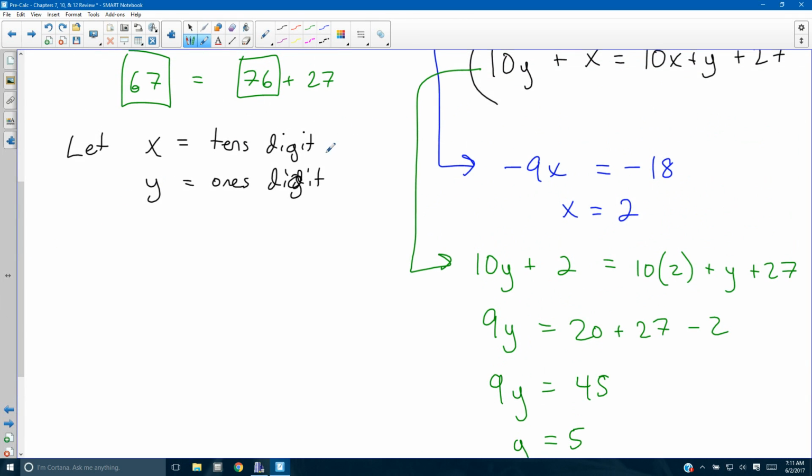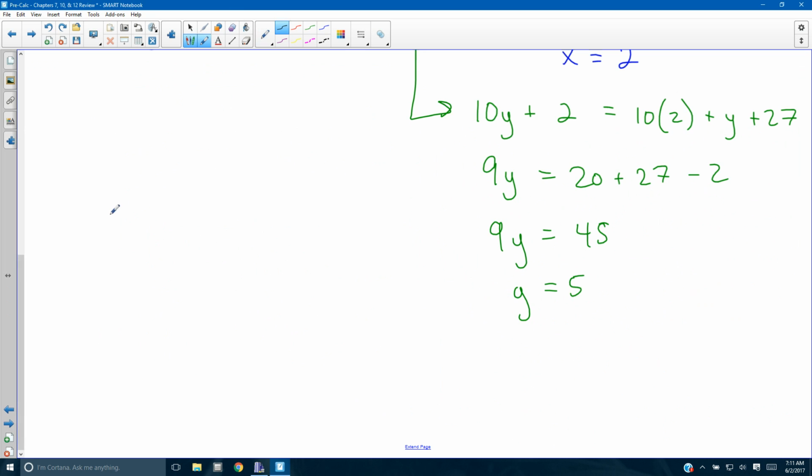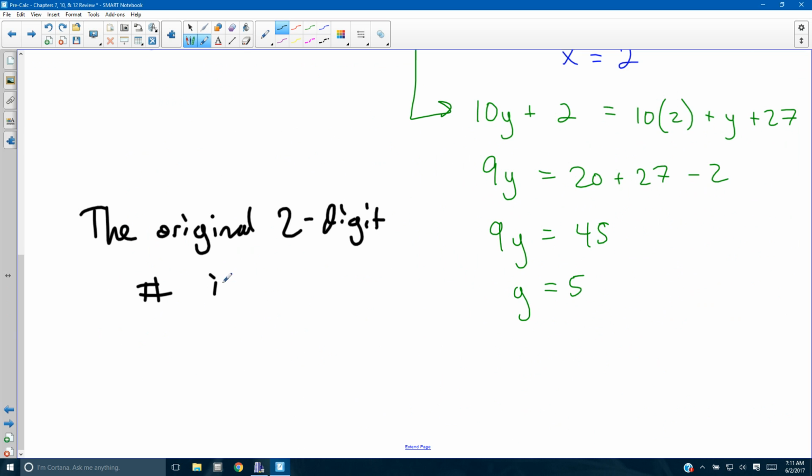So it's not just that the tens digit is 2 and the y digit is 5. By the way, these are for the original number. But the actual number itself, what is the original two-digit number? If the tens digit is 2 and the ones digit is 5, then the original two-digit number is 25.